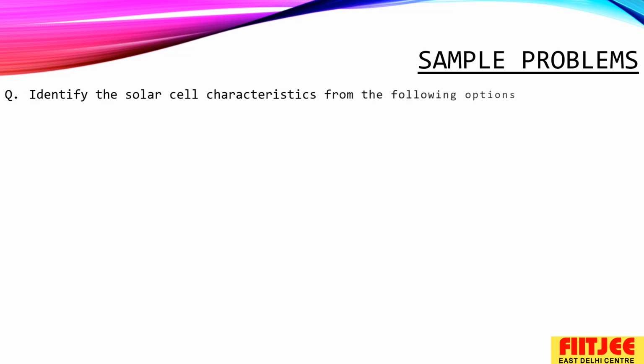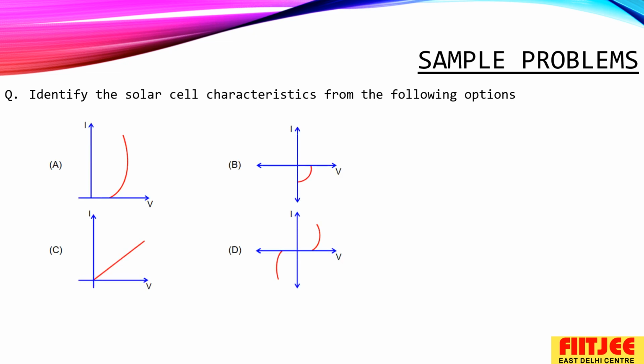Now in the fourth question, identify the solar cell characteristic from the following options. Here four options are given. As we know, solar cell characteristics lie in the fourth quadrant. So option B is the correct answer.